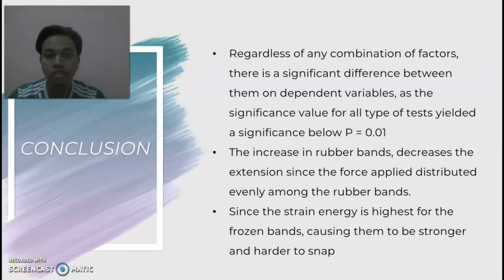Hi, I'm Ikmal Haziq, matric number 199078. So, in conclusion, regardless of any factor combinations, there are significant differences in the dependent variables, which is p equal to 0.01 for all test types. Next, an increase in rubber bands will decrease the extension of the rubber bands, since the force applied will be distributed evenly among the rubber bands. And lastly, strain energy is highest for the frozen bands, causing them to be stronger and harder to snap.